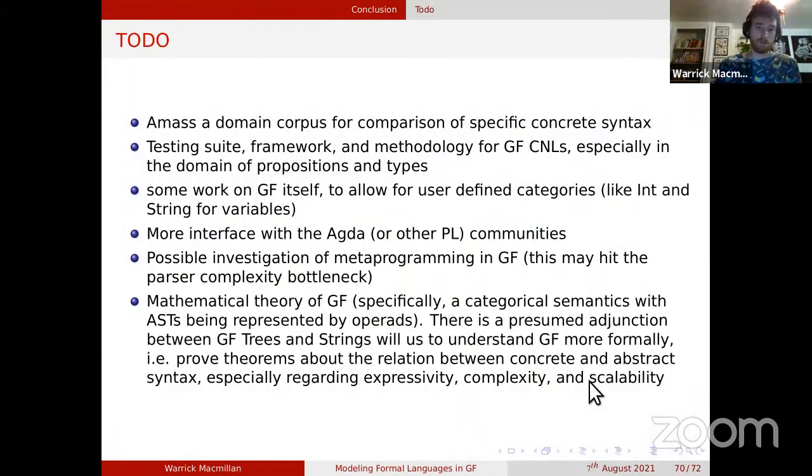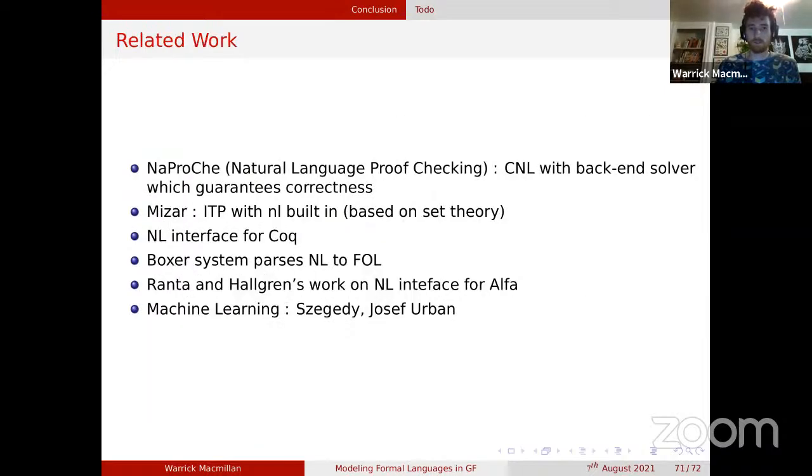A to-do that I won't have time to discuss. Related work, also references. I don't have citations on the slides because I don't have time, but you can look up any of these words.